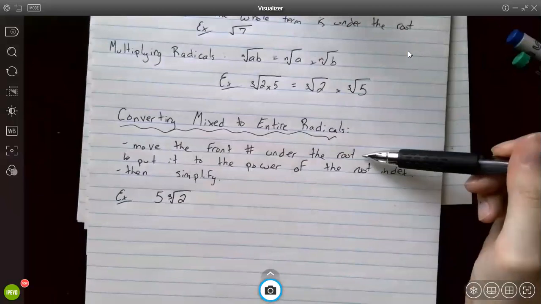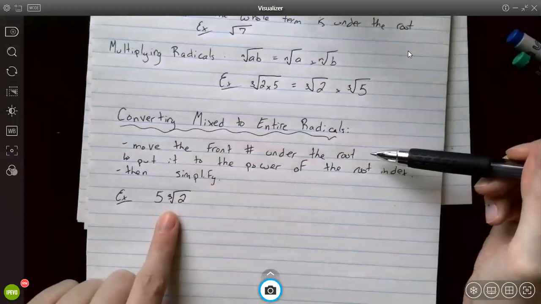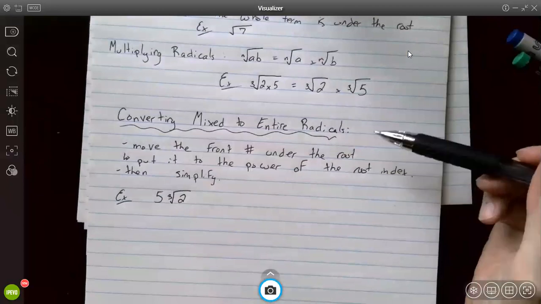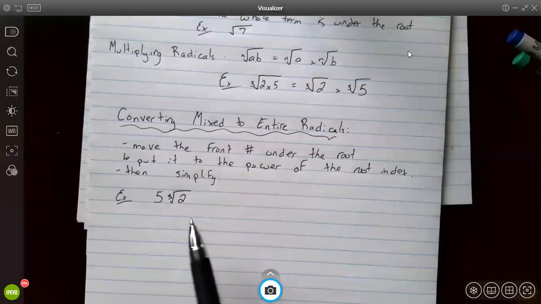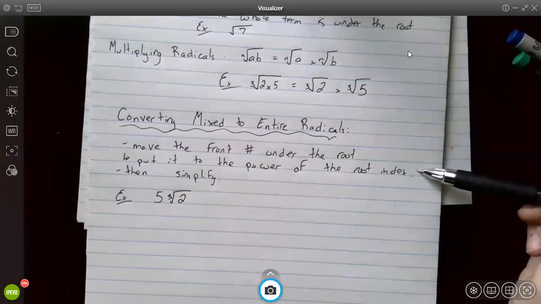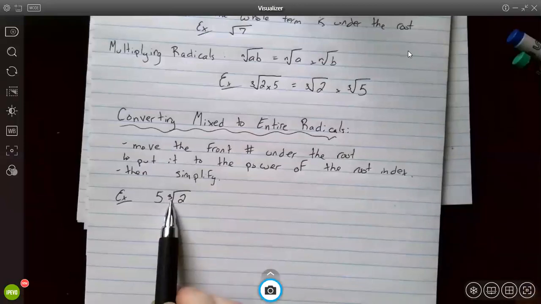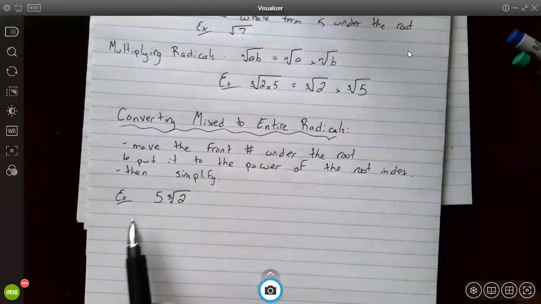So the first step when converting from a mixed radical to an entire radical is to move the number that's in front underneath the root. And then when we do that, we have to put that number to the power of the root index. Just a reminder, the root index is this little number that's directly in front of the root symbol. So if it's a cubed root, the root index is 3. If it's a fourth root, the index is 4. If it's a square root, the root index is 2.